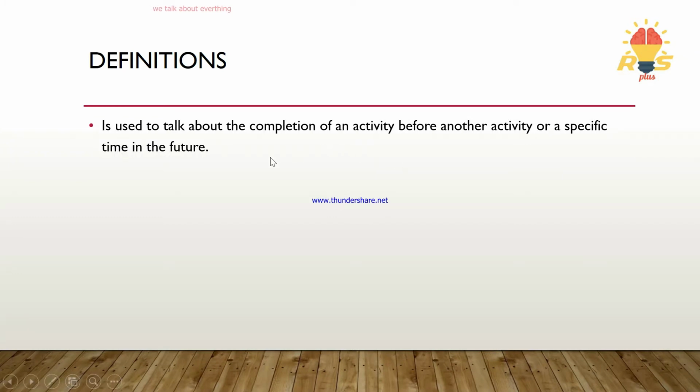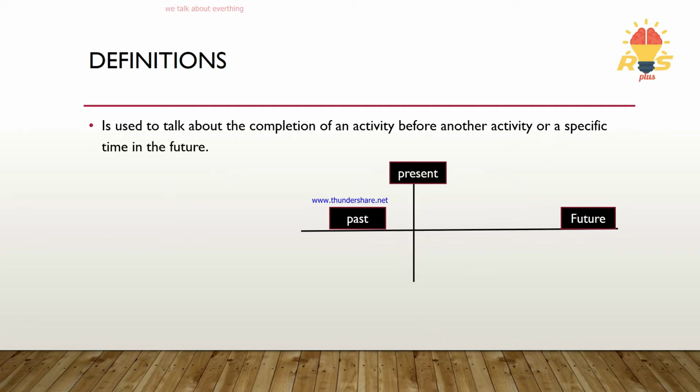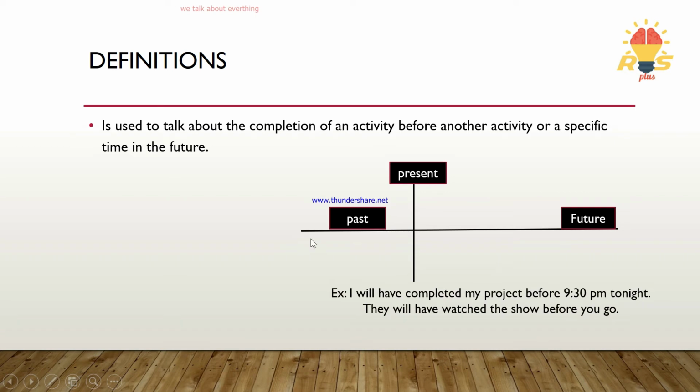Definition: it is used to talk about the completion of an activity before another activity or a specific time in the future. Okay, let's clear it even more with the chart. So suppose this is a time chart. This side is past, and as you see this line, this is present and future. So in this tense, we're gonna talk about what? We're gonna talk about future, this area. So as I said, it is used to talk about the completion of an activity.